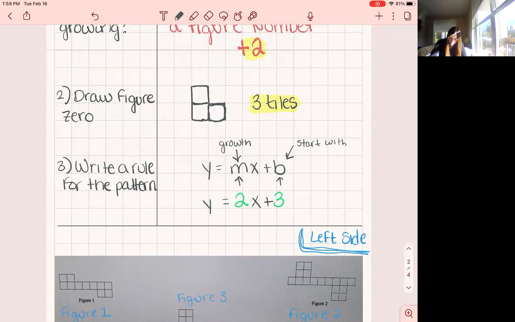So hopefully, the only new thing today, like I said, is this m and that b, but the idea behind it is nothing new. So those are our right side notes. They should be pretty easy because it's just a continuation of what we were doing last week.